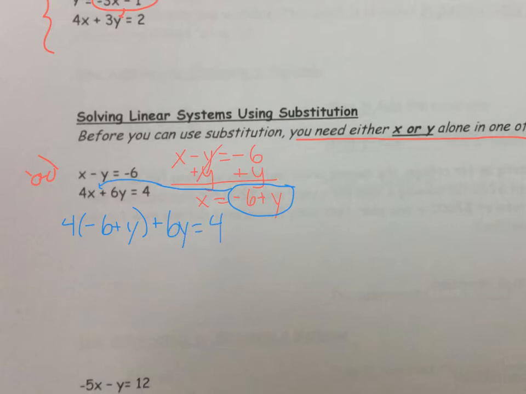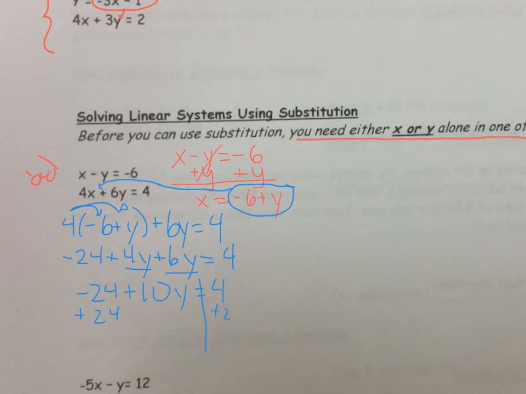Be careful distributing. Distribute, distribute. So 4 times -6 is -24 plus 4y plus 6y equals 4. So all I did was distribute. I've got some like terms I can combine, so I've got -24 plus 10y equals 4. How would you solve this? Well, I'd add 24 to both sides.